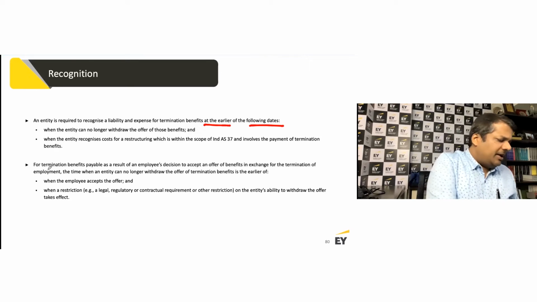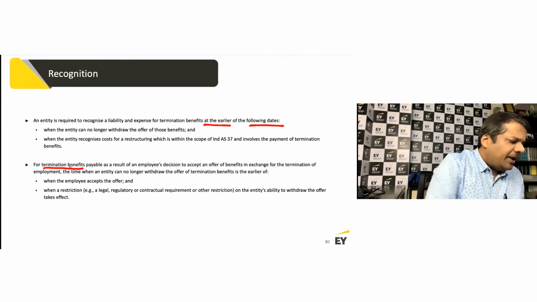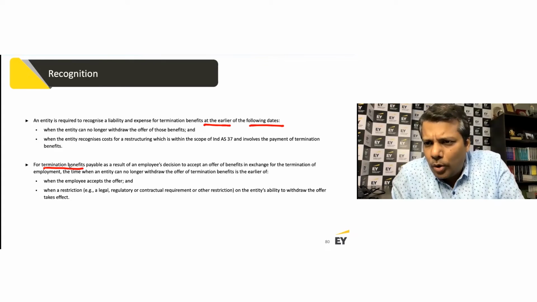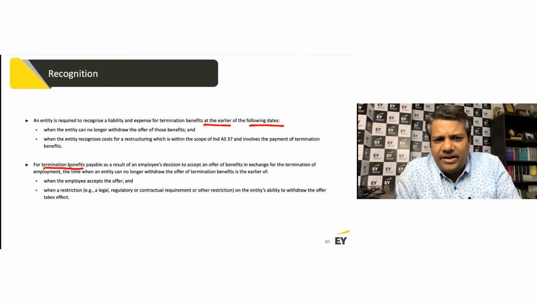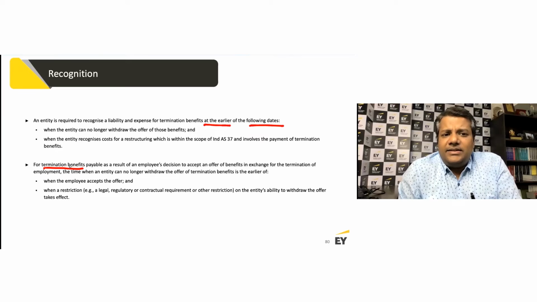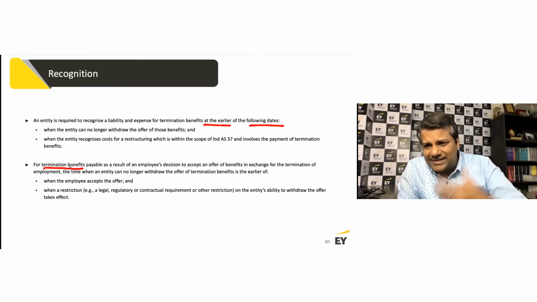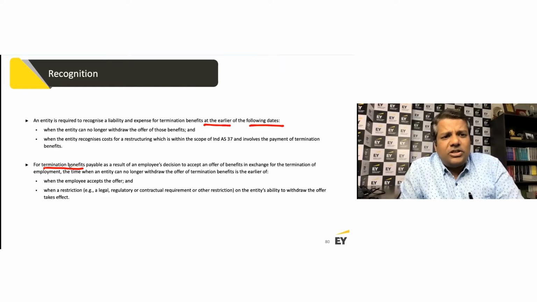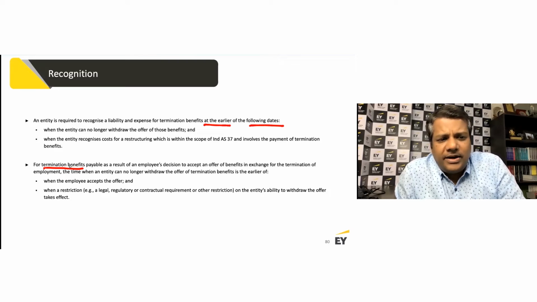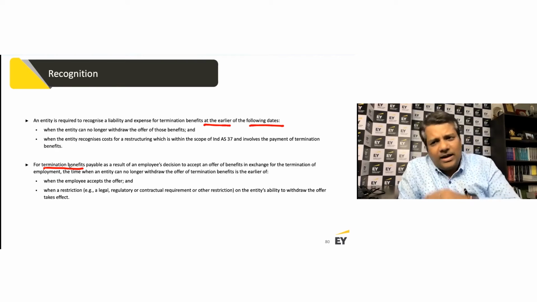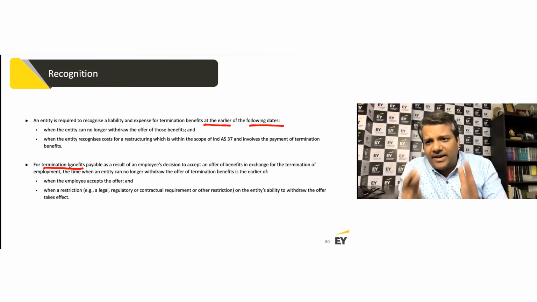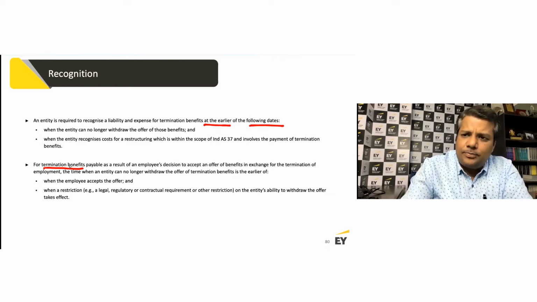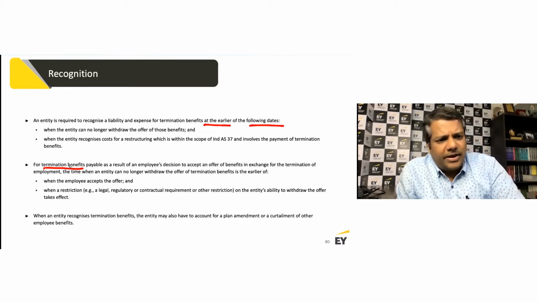Now, for termination benefit payable as a result of an employee's acceptance of an offer of benefit like VRS, the time when an entity can no longer withdraw the offer of termination is the earlier of when the employee accepts the offer and when a restriction on the entity's ability to withdraw the offer takes effect. That means you have accepted it, now I can't take it back. So if there's a finality to the offer, and no other uncertainty, that is the point in time you record the cost.